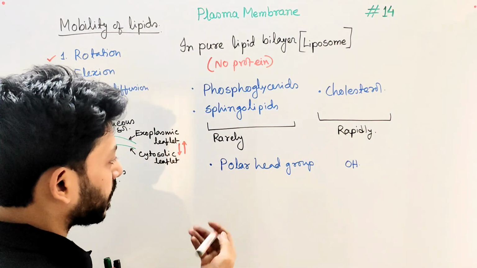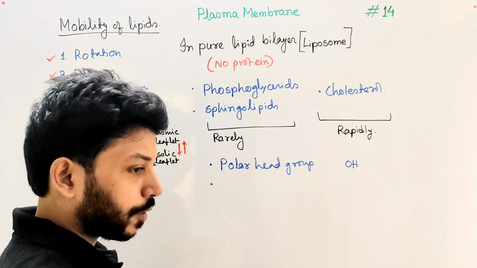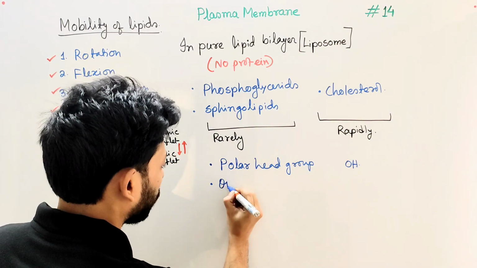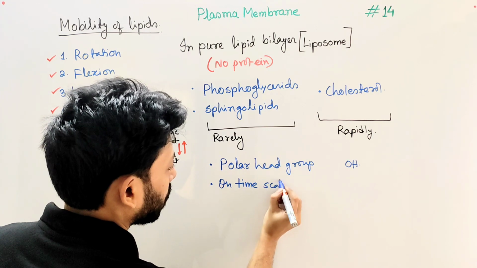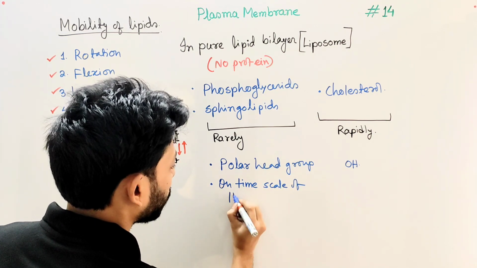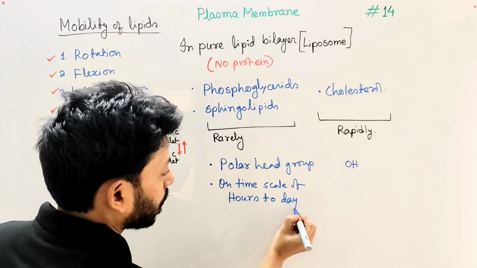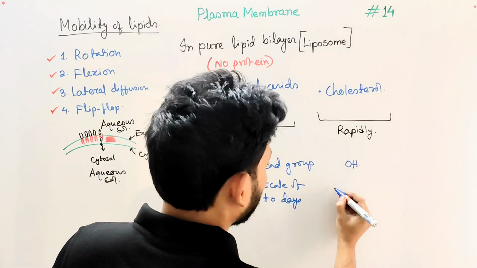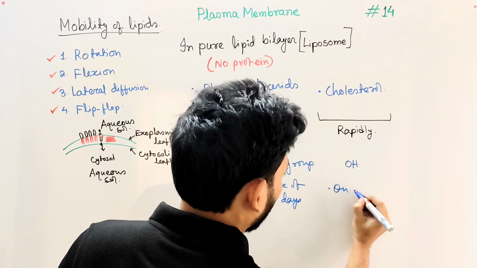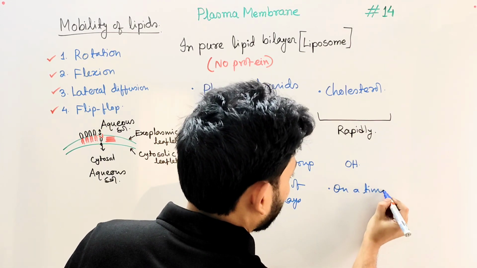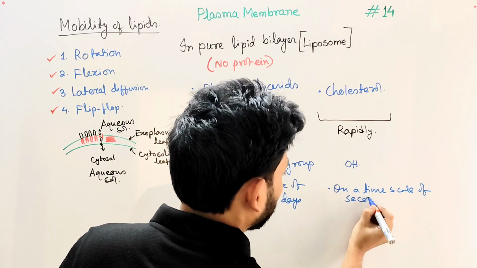Now on a time scale, it has been found that phosphoglycerides and sphingolipids perform flip-flop on a time scale of hours to days, but cholesterol can perform flip-flop movement on a time scale of seconds, just seconds.